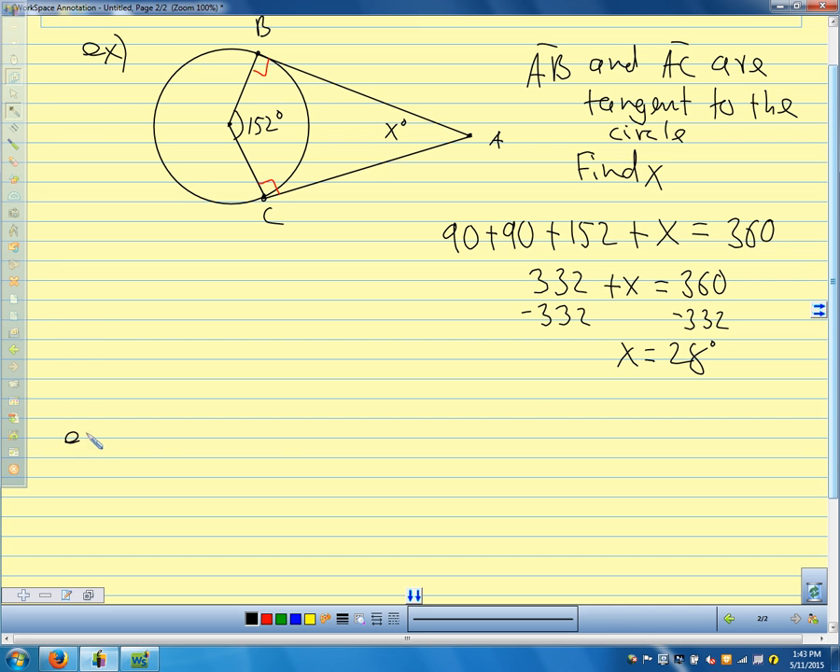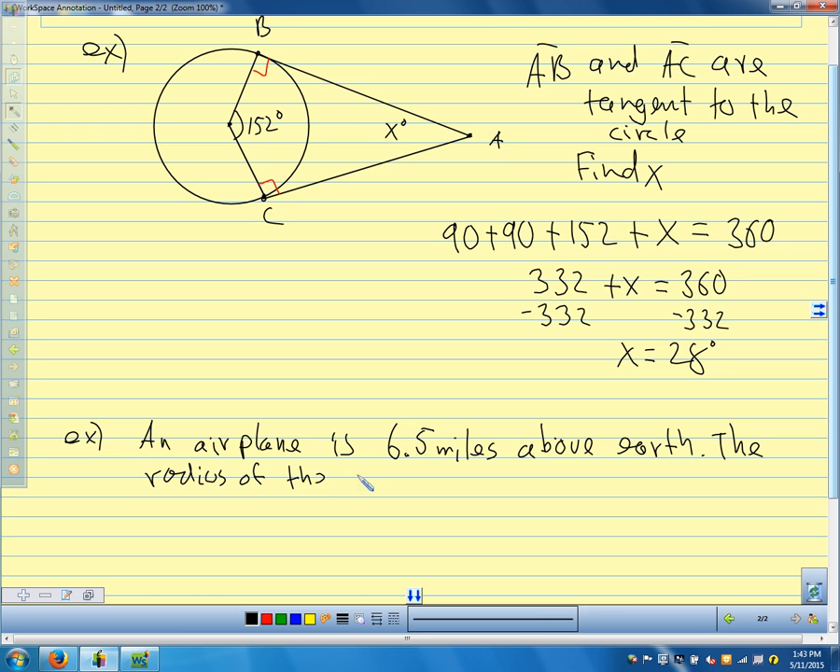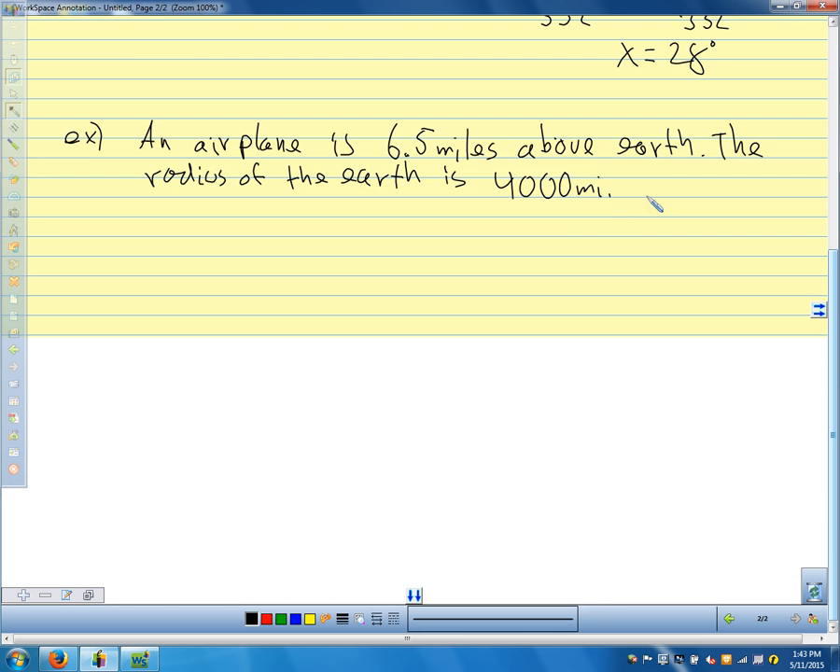All right, let's look at another one. For this one, we have an airplane that is 6.5 miles above the Earth. The radius of the Earth is 4,000 miles. How far can the plane see on the surface?